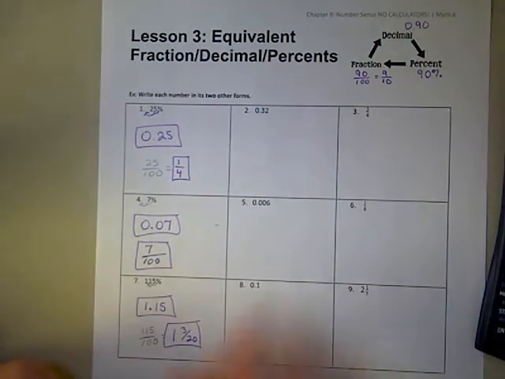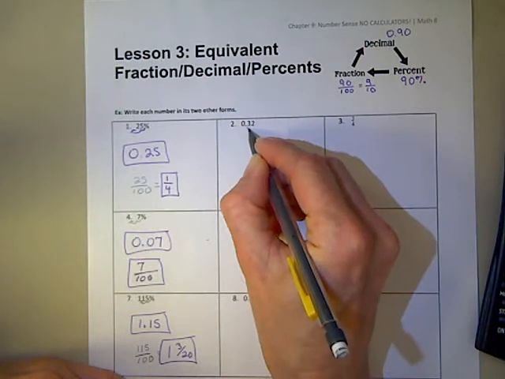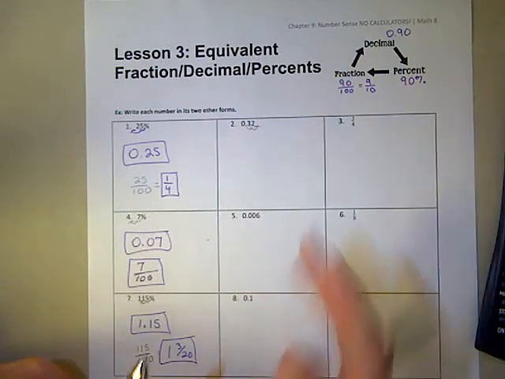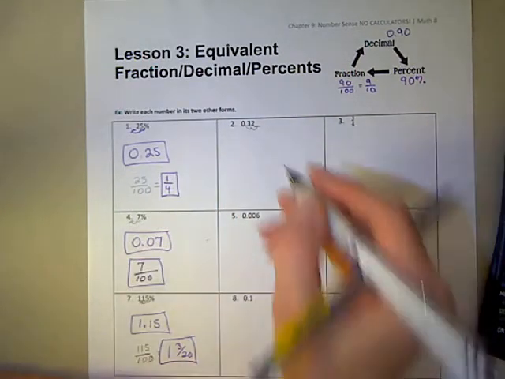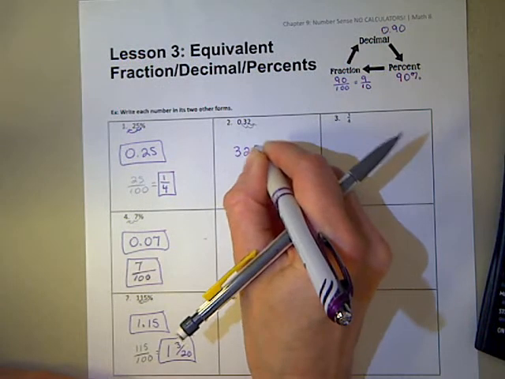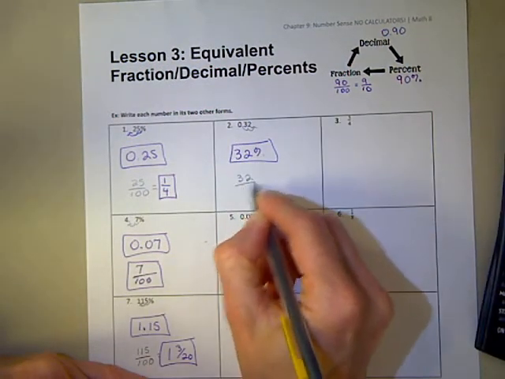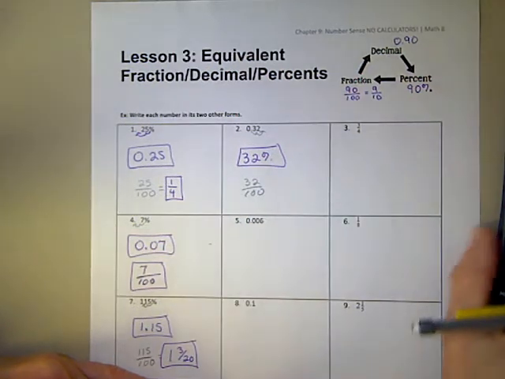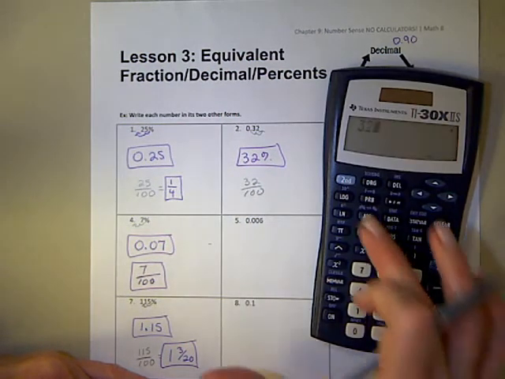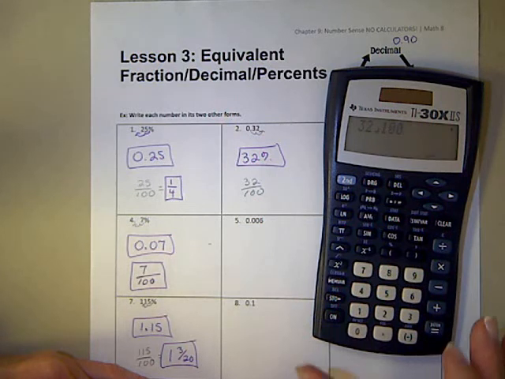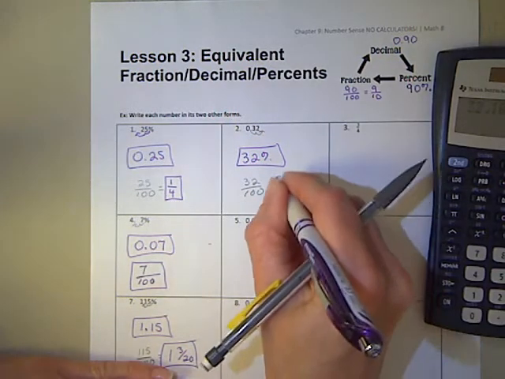Okay, the next section, these are decimals. So the quickest thing to do first would be change it to a percent. So move the decimal 2 spaces to the right this time, 32%, and put it over 100 and reduce it. So again, I'm going to use my ABC button. 32 ABC 100 is 8 over 25.